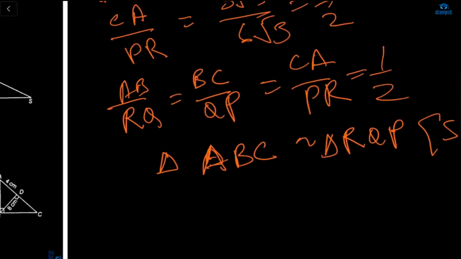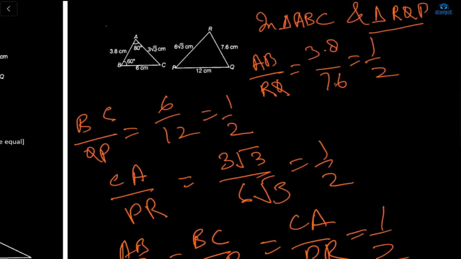Now, since the triangles are similar, the angles will also be equal. All three angles of this triangle will be equal to the corresponding angles of the other triangle. In triangle ABC, angle A will be equal to angle R, angle B will be equal to angle Q, and angle C will be equal to angle P. I have marked three colors so that you can figure it out.